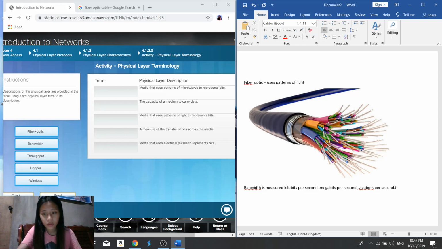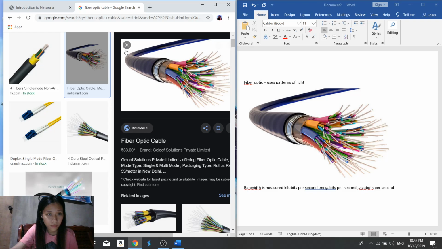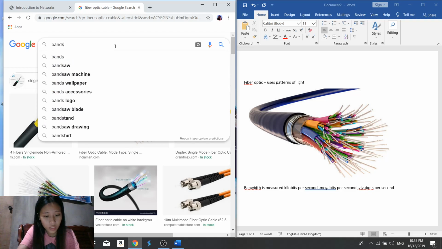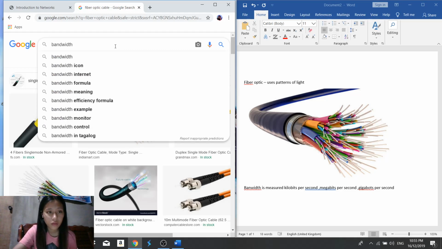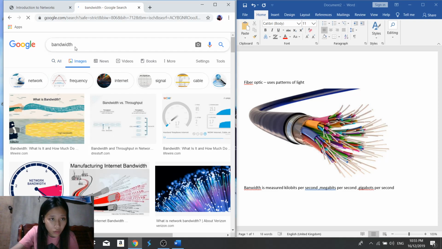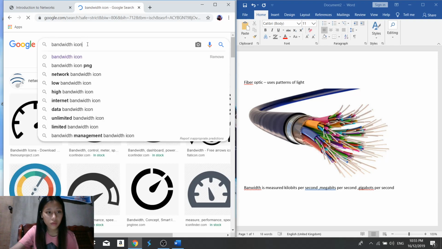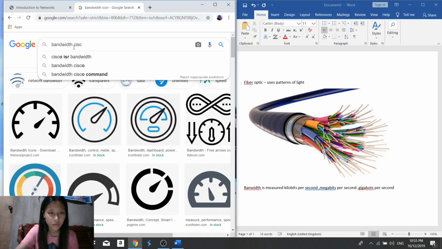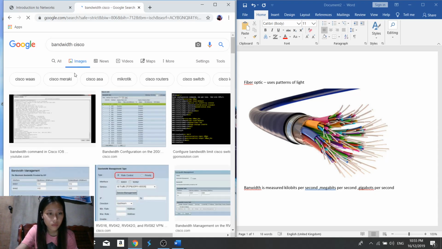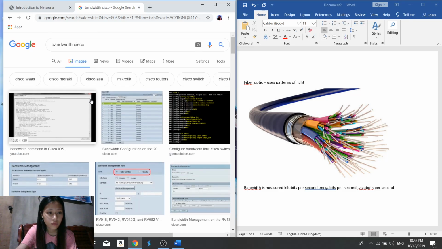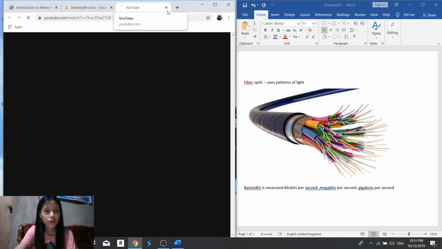So let's search for the bandwidth. So this is the bandwidth command.